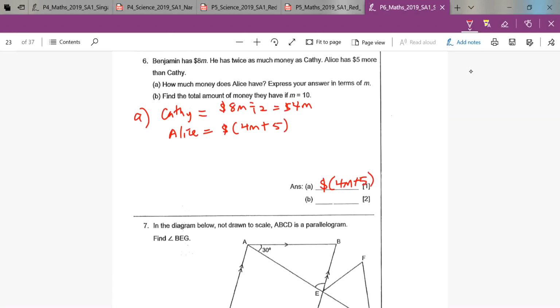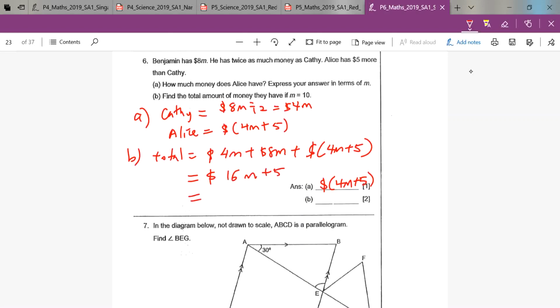Now you have part B. Find the total amount of money if M is 10. So the total is 8M plus 4M plus 4M plus 5, right? Total is 16M plus 5. You substitute it in.